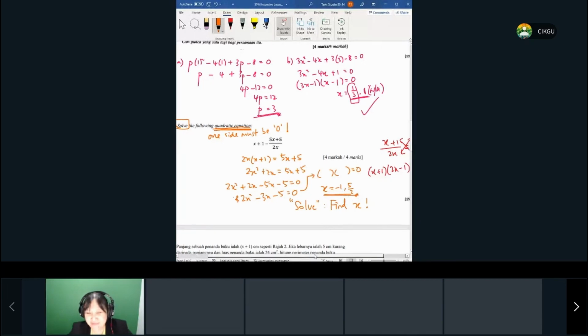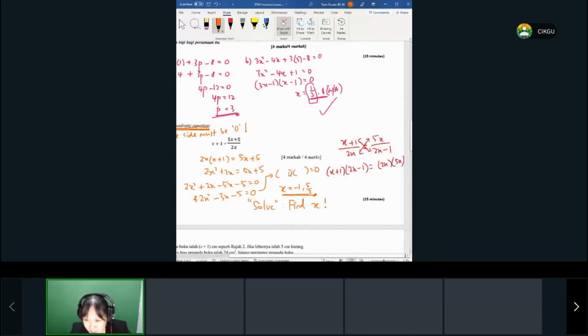But in order to put it back to the factorization mode, can cheat a bit lah. The first answer is x equals to -1, right? Make one side 0, throw over here. So x plus 1 equals to 0. So the first bracket is x plus 1. The next one, x equals to 5 over 2, times 2. So 2x equals to 5. Make 5 become 0. 2x minus 5. So the other bracket. Quick. Okay? Done.